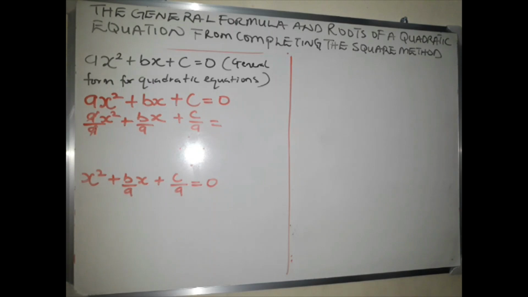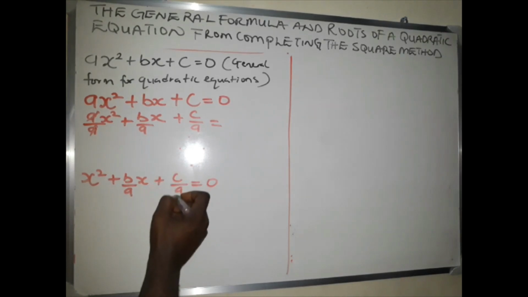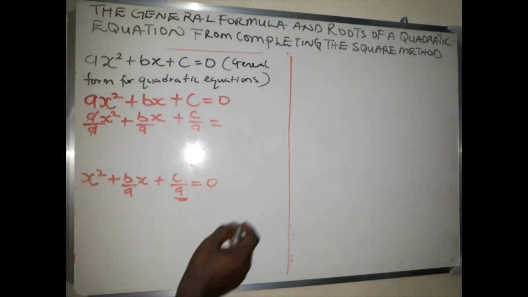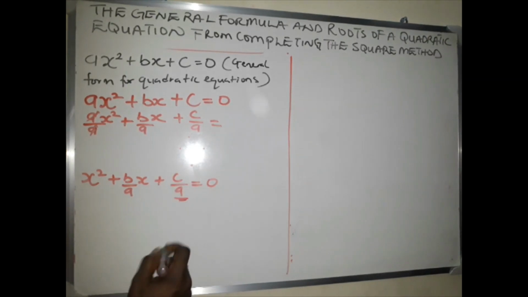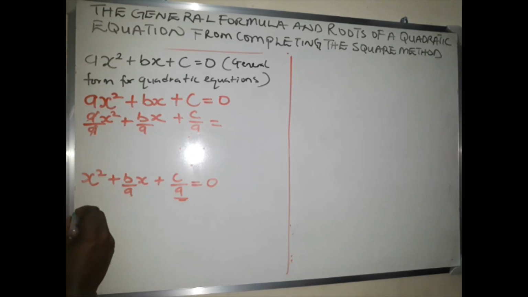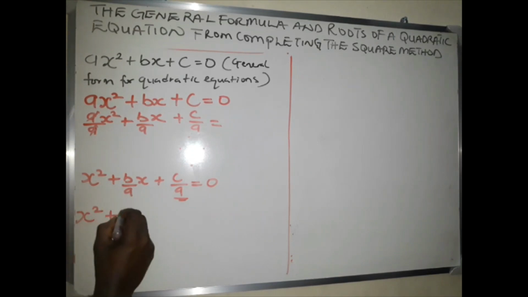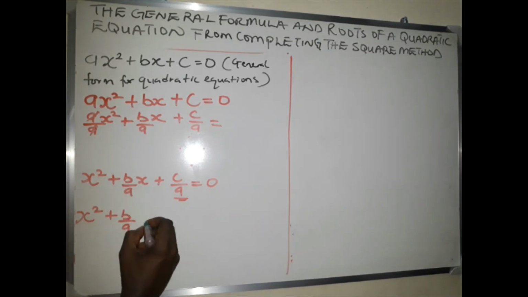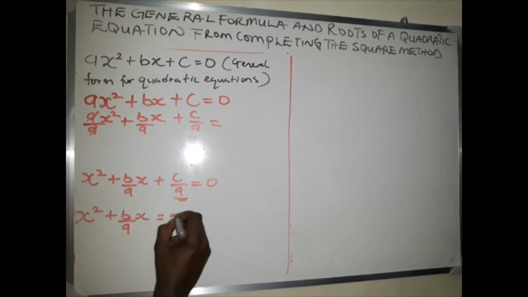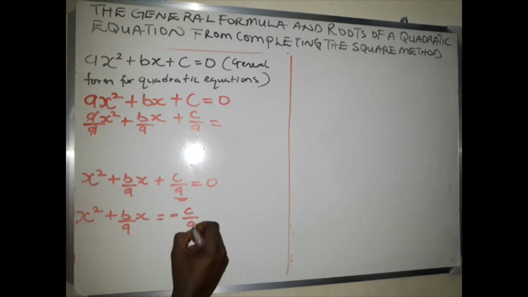Now the next step is we're going to move the constant to the right hand side. This is the constant here, c over a, so we move it to the right hand side. So when we move it to the right hand side, what we're going to get is x squared plus b over a x is equal to minus c over a. Very good.